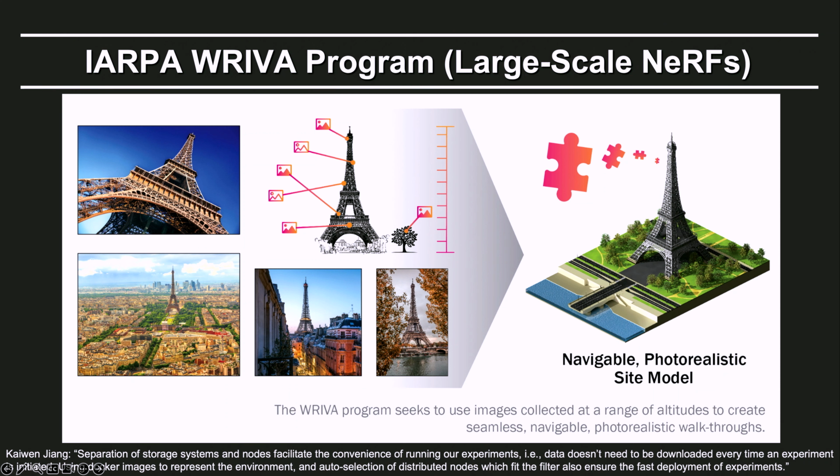The Intelligence Advanced Research Projects Agency has introduced the REBA program to apply neural radiance fields on large-scale images and large-scale environments, where you want to take a few images from varying altitudes, as part of the name of the program, and thereafter navigate and create a photorealistic model for rendering. This is, again, a large user of computation, and my student, Kaiwen Jiang, who's working on this, you can just read his text about the benefits of the National Research Platform.